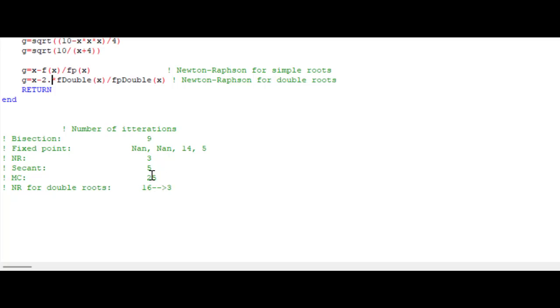The Monte-Carlo method, as expected, has a very large computational cost, and you need to find the value of the function at a very high number of random numbers.